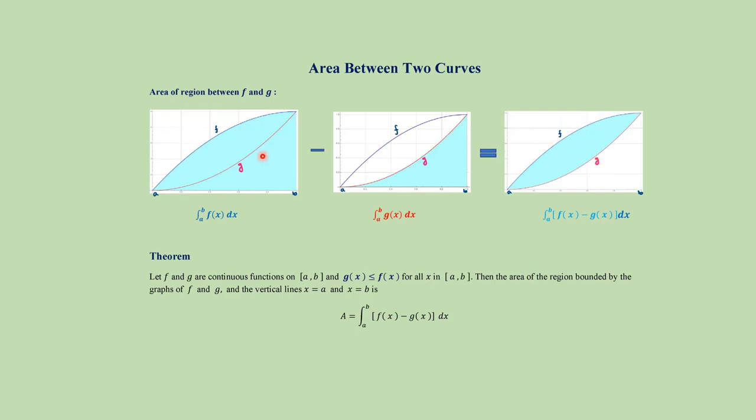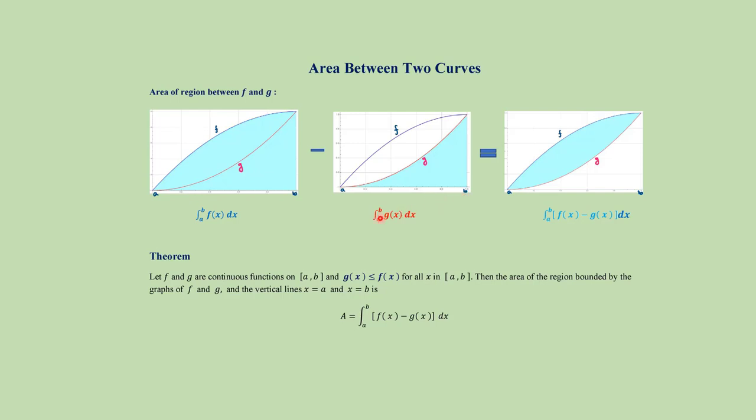Now, from the previous video, we learned that if we integrate f from a to b, then we will get the area above the x-axis, below the function f, and between the limits a to b. Similarly, if we integrate g from a to b, then we will get the area above the x-axis, below the function g, and between the limits a to b.